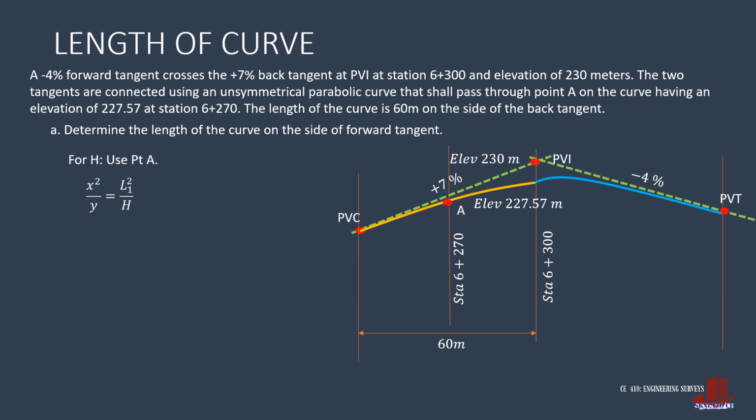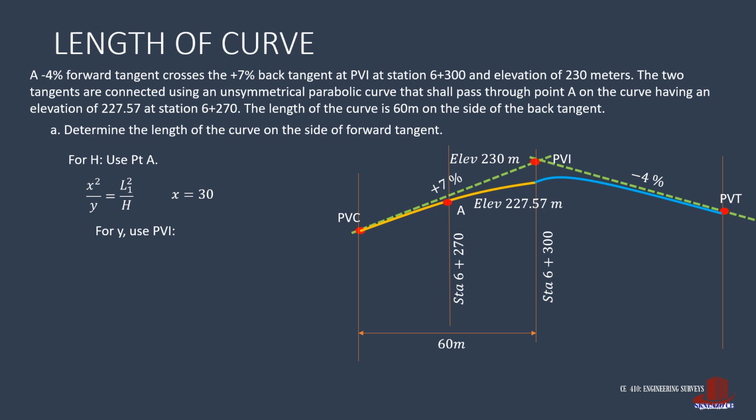To look for h, we use the details from point A with the vertical offsets function. X squared is to y as L1 squared is to h. Since the whole length of the curve 1 is 60, then station PVI and station A has a gap of 30 meters, we can also deduce that the gap between PVC and point A is also 30 meters. The next parameter to look for is y, and this needs PVI.